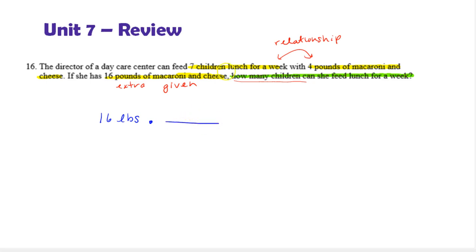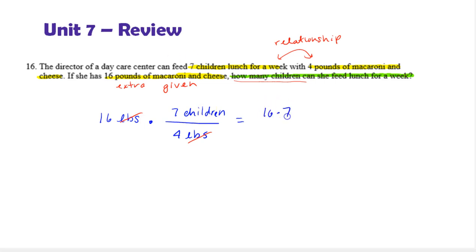Now our relationship is 5 children lunch for a week with 4 pounds. So we want to know how many children, and we want the pounds to cancel. So I'm going to put 4 pounds in the bottom so it cancels. And we'll put 5 children in the numerator because that's what we're looking for, the number of children. Before we multiply, notice the pounds cancel. We'll be left with children. That's what we want, so we're looking good.